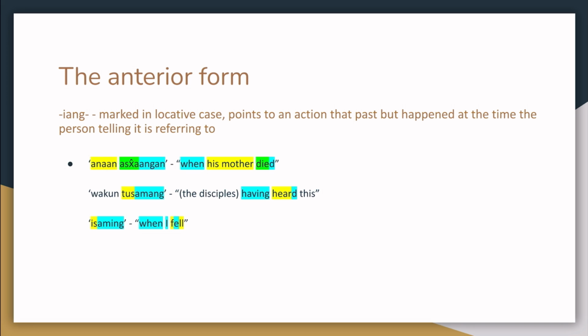And then wakun tusa. Tus is to hear, and among having heard this. So I assume the disciples is waku, but it could also mean this. So I'm not 100% on that one. And then the next example just means when I fell. So is means to fall, and aming, when I fall.